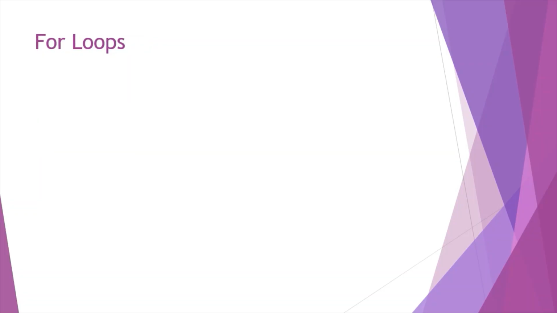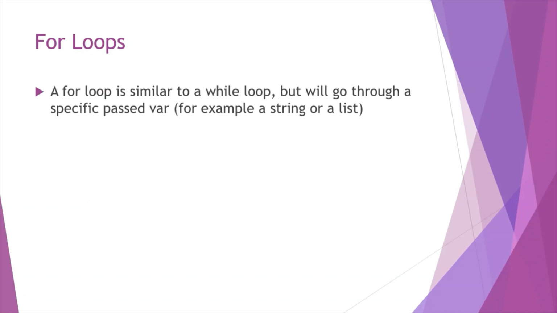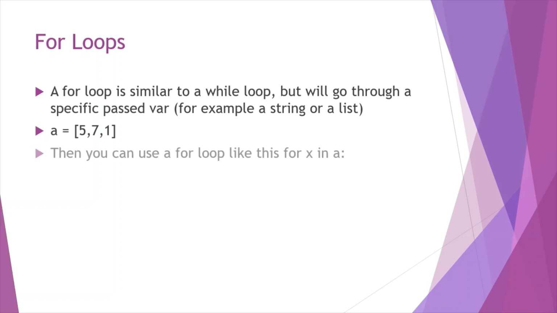So, for loops. A for loop is similar to the while loop, but it will go through a specific variable, for example, a string or a list. You can't use a for loop with an integer. Just remember that. So we've got a simple list here: 5, 7, and 1. You can use a for loop like this: for x in a.